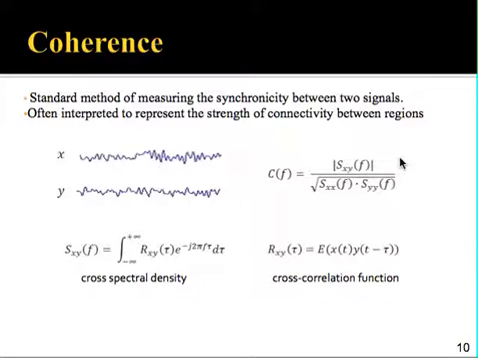Now obviously if X and Y are the same, exactly the same signal, what does this turn out to be? This turns out to be 1. So the maximum value you can ever have for coherence would be 1. And a coherence close to 1 means that you have nearly the same signal on the two channels.